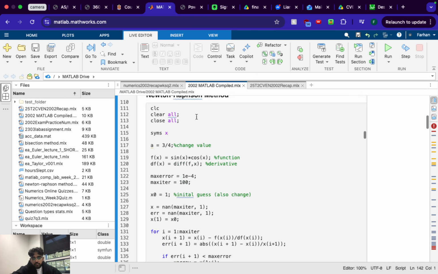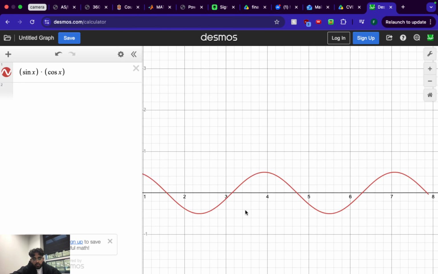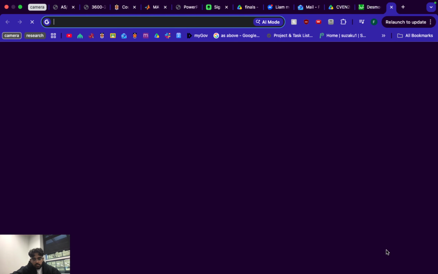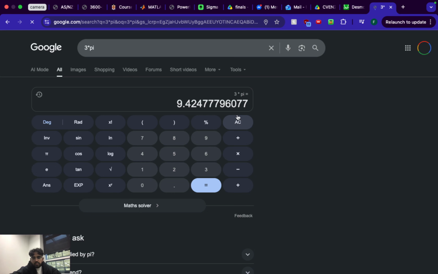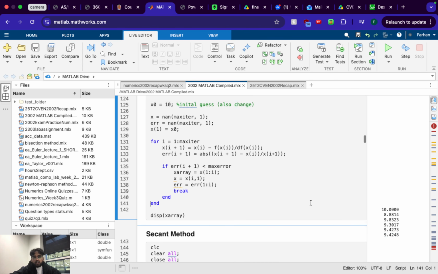Alright. If I were to change this to, let's say 10, you might get a different result. Yeah. So we'll get some other root all the way down here. It might be 3 pi. Yeah, that's 3 pi. Does that make sense? I'm just going to explain how to use the code. I think it'll be easier.